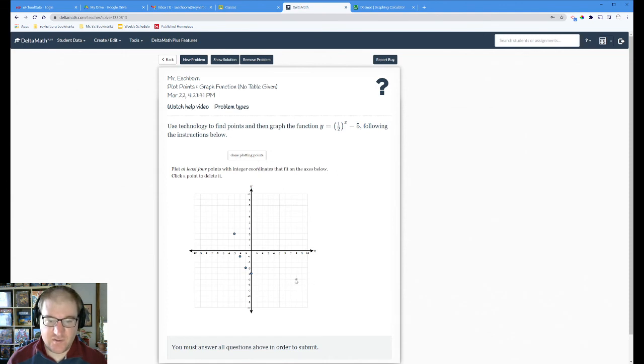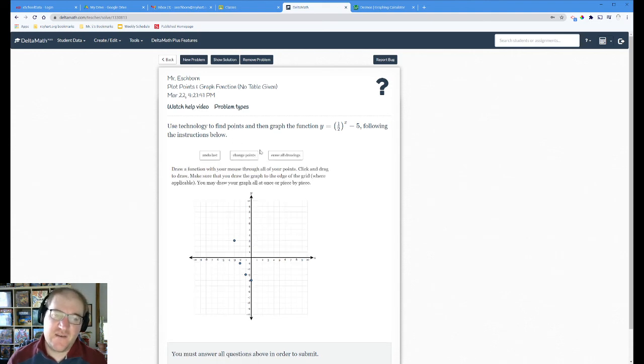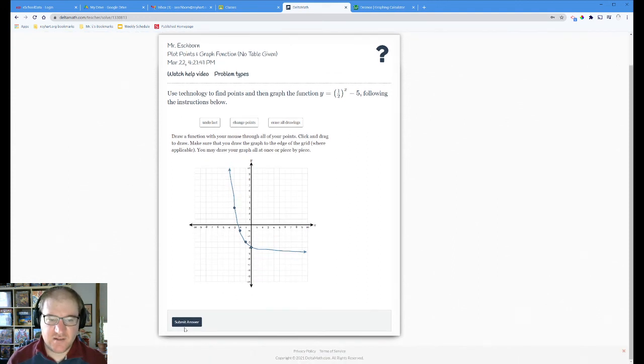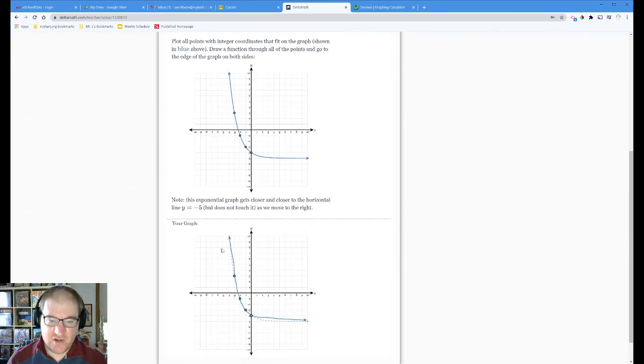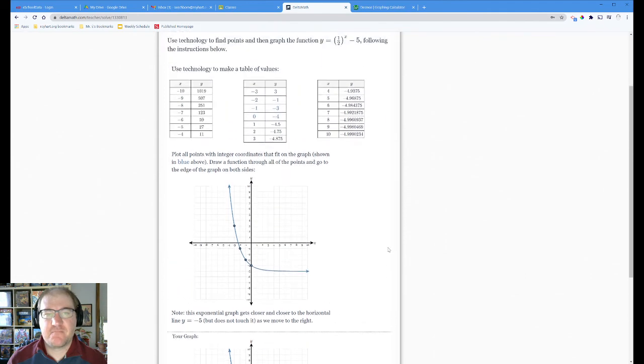So now I just need to remember that this graph is going to get really close to -5 and never actually get there. So let's see how well I can do this one. Maybe I redeem myself on this one. Yeah, that looks pretty good. Let's see if I get credit for this one. Hey, graph's much better this time.